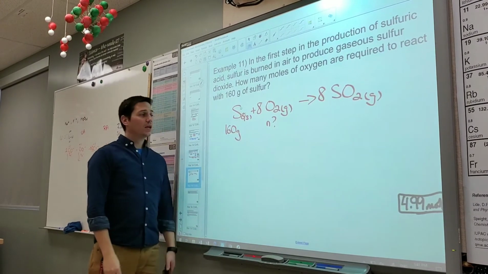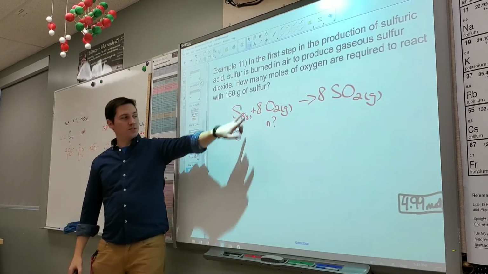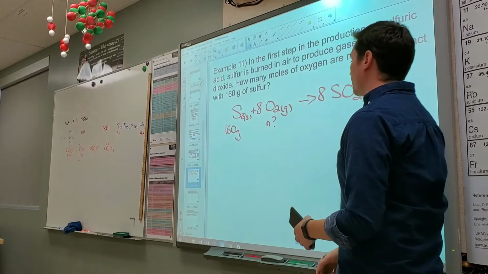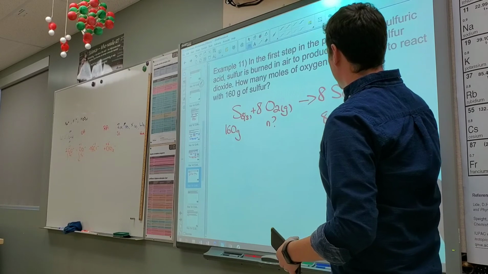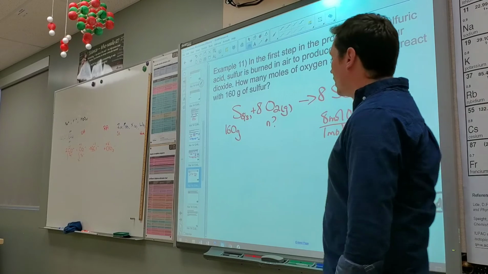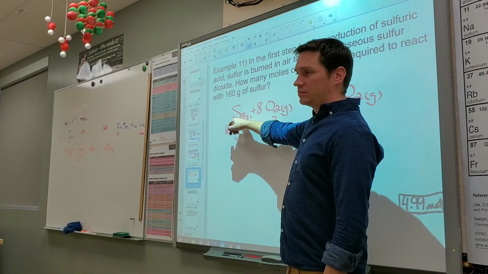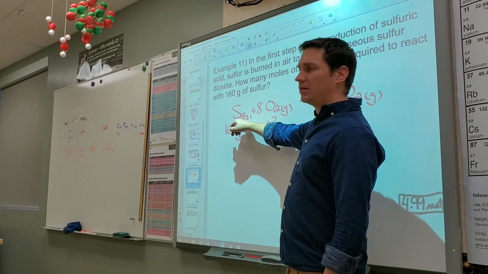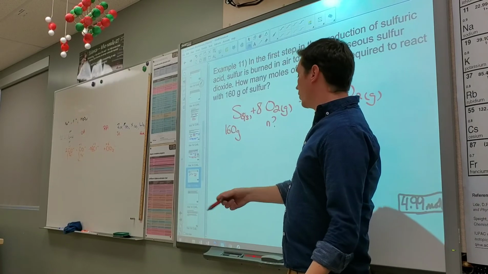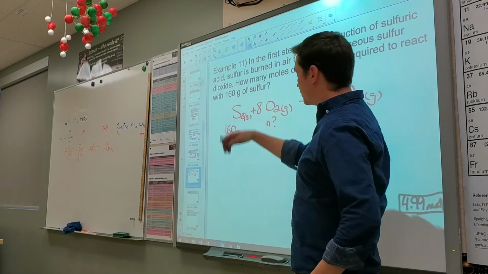So what I want to know is, in order to go from this substance to this substance, what do we need? The molar ratio. The molar ratio is 8 moles of oxygen for every 1 mole of sulfur. But do I have the moles of sulfur? Are we given moles of sulfur right now? No, we're not. You have to find moles of sulfur, right? In order to get moles of oxygen, we need moles of sulfur, because that's what the molar ratio does. It converts between the two.